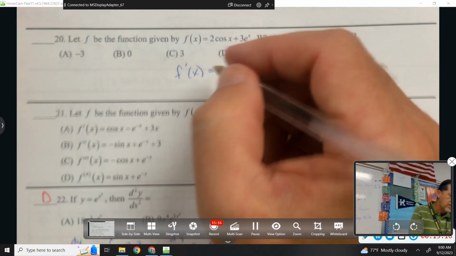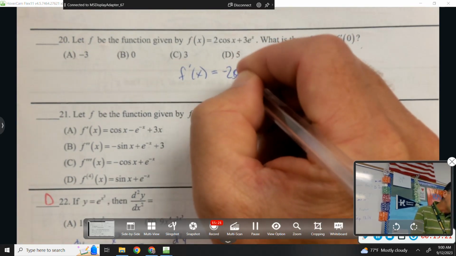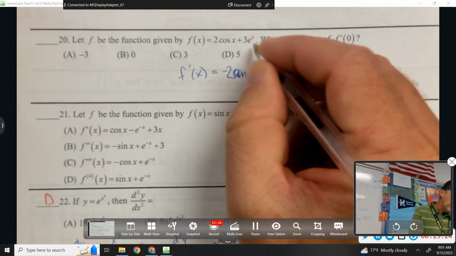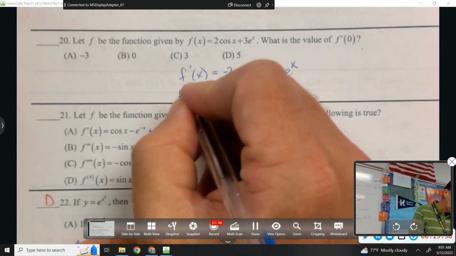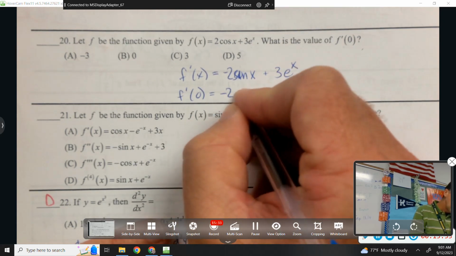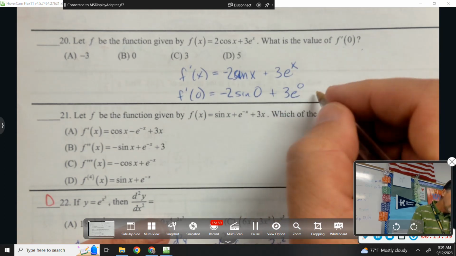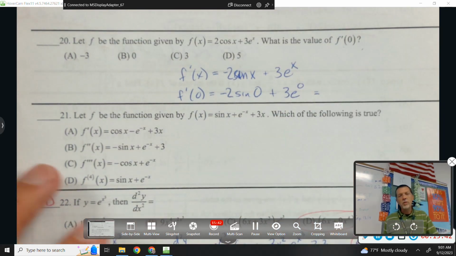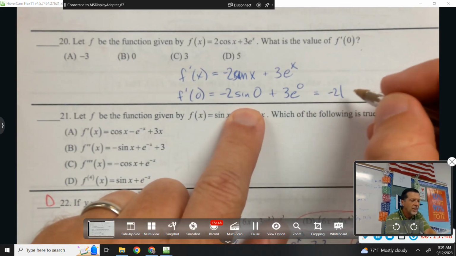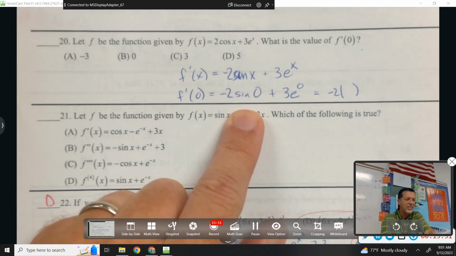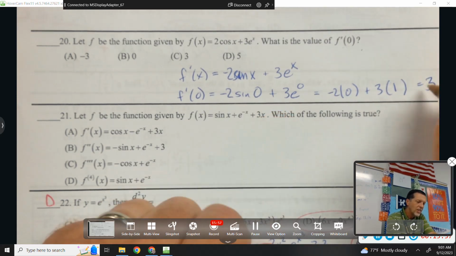Derivative of cosine is, what's the derivative of cosine? Negative sine. So negative 2 sine of x. The derivative of e to the x is e to the x. And then if we plug in 0, negative 2 sine of 0 plus 3e to the 0. Okay, this may be more of an algebra trig issue than a calculus issue. What's the sine of 0? 0. And what's e to the 0? 1. So all that to just get 3.